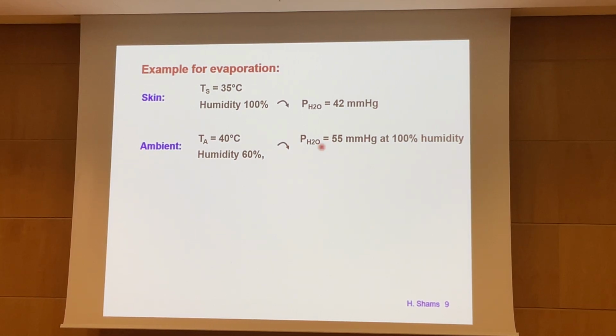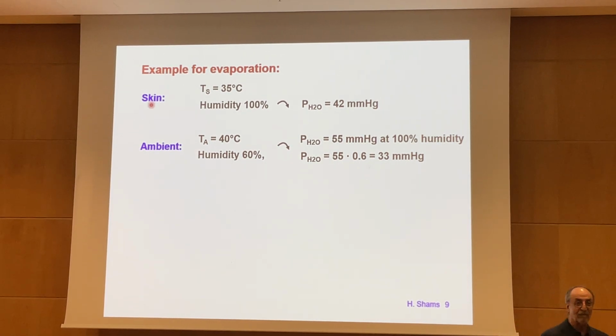But the point is, if the humidity is less, let's say 60%, the water vapor pressure would be 60% of 55. 60% of 55 is how much? 33 millimeter of mercury. And now you see this 33 is less than 42, and you can dissipate heat. Even though the temperature outside is higher than your body temperature, the water vapor pressure is less than at the skin because the humidity is not 100%. And you are lucky here in Riyadh, the humidity is 2-3%. And then it makes a huge difference, that you can evaporate the water very easily.